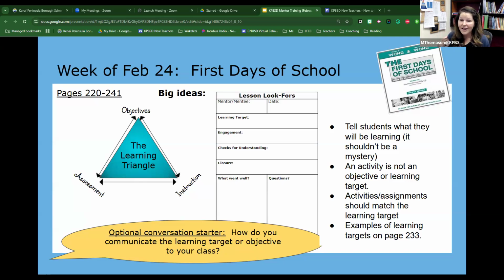And again, I always tell teachers it's perfectly okay to announce it at the beginning of the lesson. It all starts with the learning target and then matching the engagement activities to the learning target. Another big idea for the reading this week is that Wong uses what he calls the learning triangle with the objectives, the assessment, and the instruction, and those pretty well match the lesson look fors. You're really looking for the same things, but it's just organized in a different graphic.